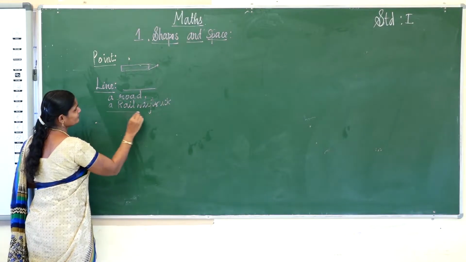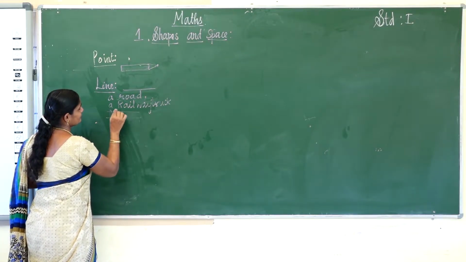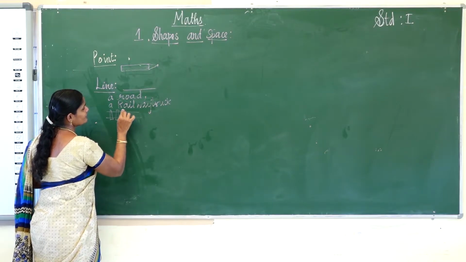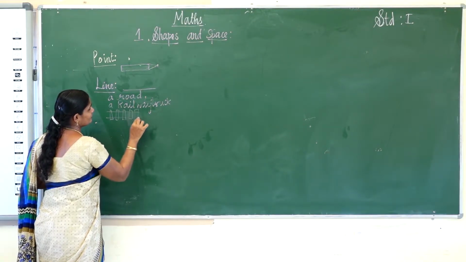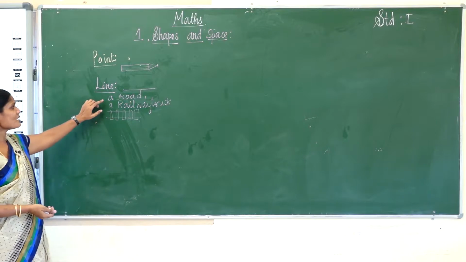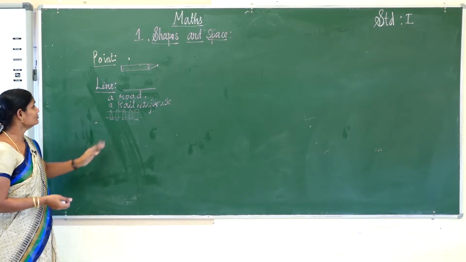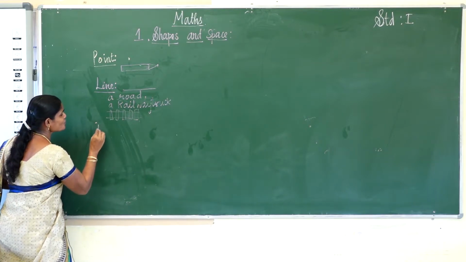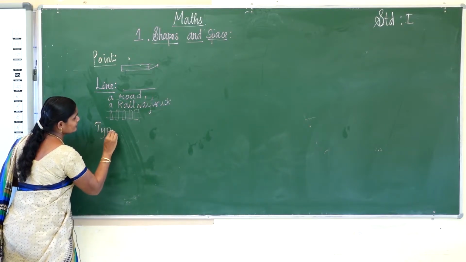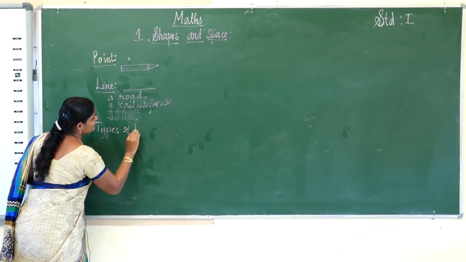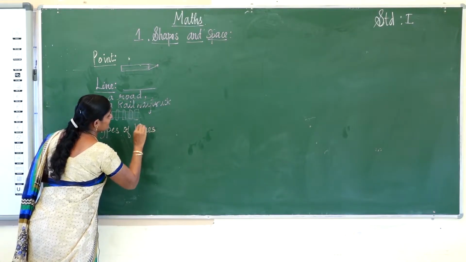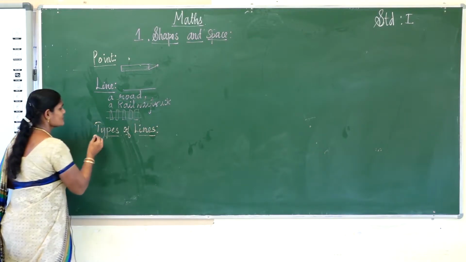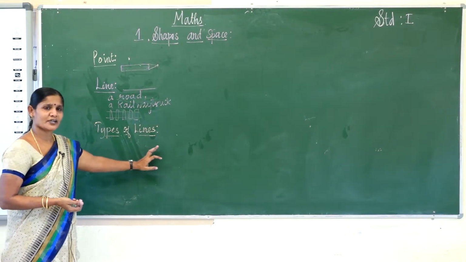A road is an example. Then a railway track. Have you seen a railway track? So this is the railway track. This is an example of a line. Next we see types of lines.